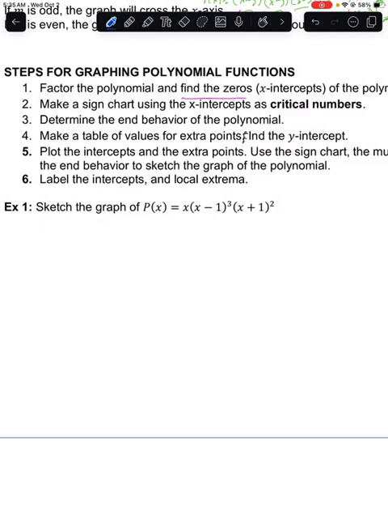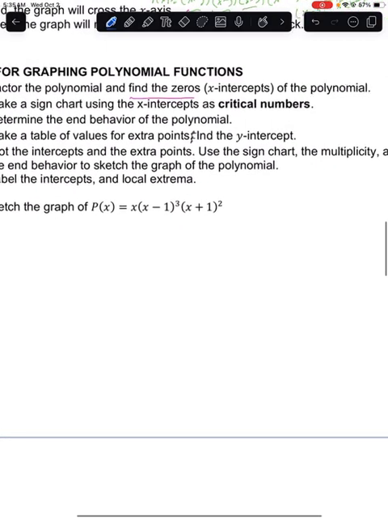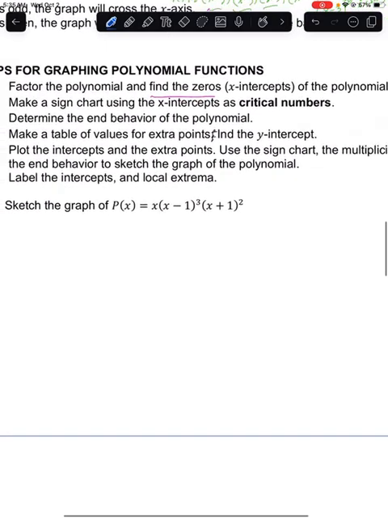Then we have to make a sign chart using those x-intercepts as critical numbers. Determine the end behavior of the polynomial, and then make a table of values for some extra points if needed, and then also find the y-intercept. Then we plot those points and try to graph our function. We will also look at the multiplicity of the zeros. Then we use the sign chart, the multiplicity, and the end behavior to sketch the graph. And in the end, we will label the intercepts and the local extrema.